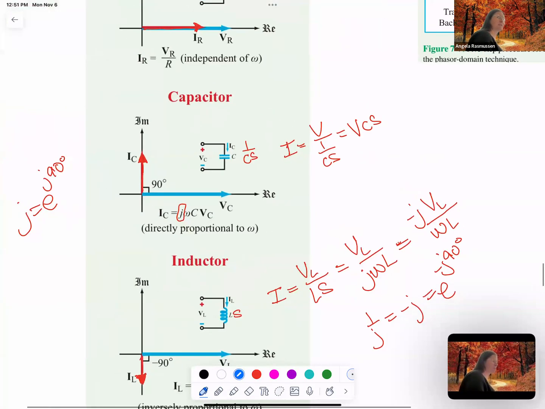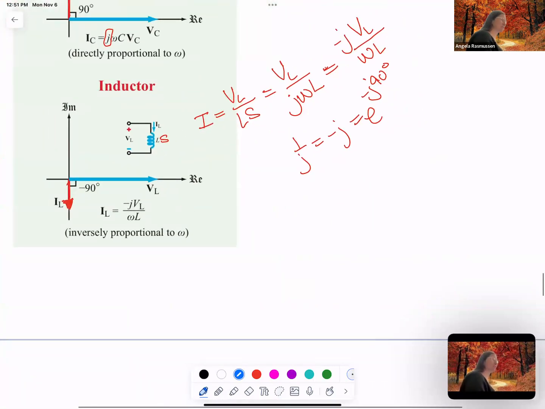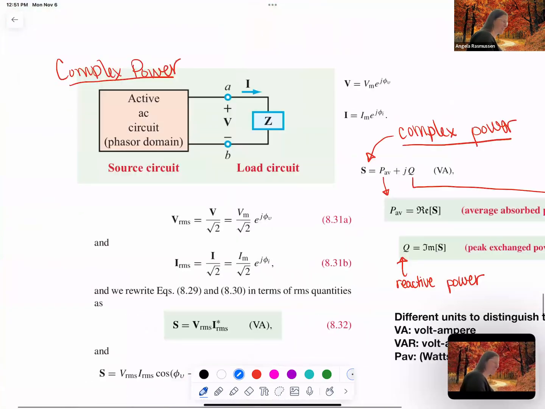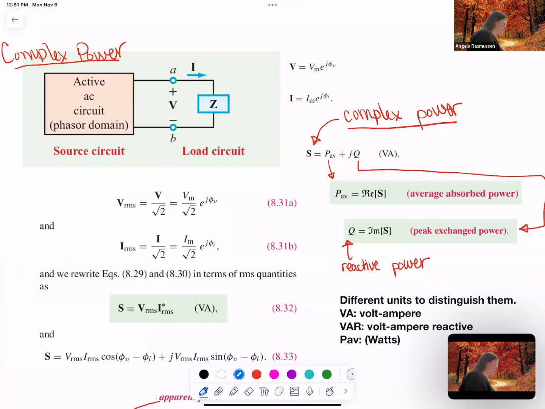Do you guys remember this? Sort of remember? Okay. So now how does complex power kind of come into this?